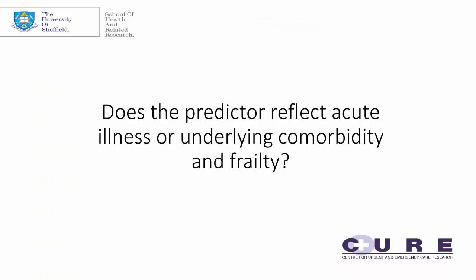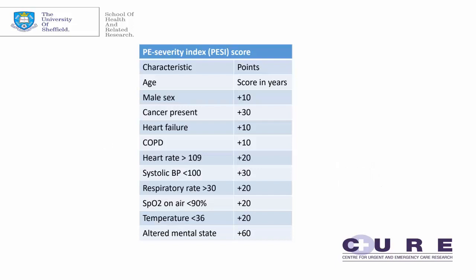And then the next question, so this is where I get a bit clinical on you here. Hopefully that's okay. So this is, does the predictor reflect acute illness or underlying comorbidity and frailty? So to address this, I'm going to go back to the score I showed you earlier, the PE severity index. If you remember, this is for people who've had a pulmonary embolism, a blood clot in their lungs, and it's a way of predicting their risk of deterioration or death over the next few weeks.